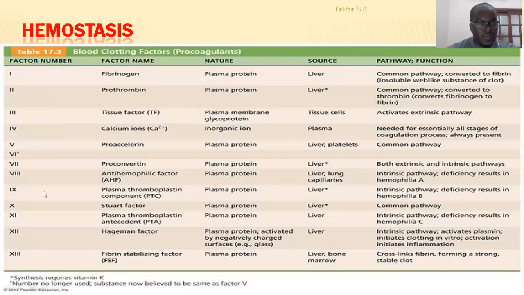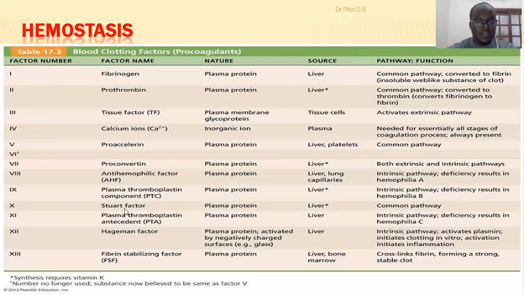Then you also have factor nine. Factor nine is a plasma thromboplastin component, which is called the Christmas factor. This Christmas factor is produced by the liver. You also need vitamin K. So it's involved in the intrinsic pathway. So deficiency of factor nine will result in hemophilia B. I said, if you're lacking factor seven or factor eight, it will result in hemophilia A. Factor nine, hemophilia B. Factor 11, hemophilia C.